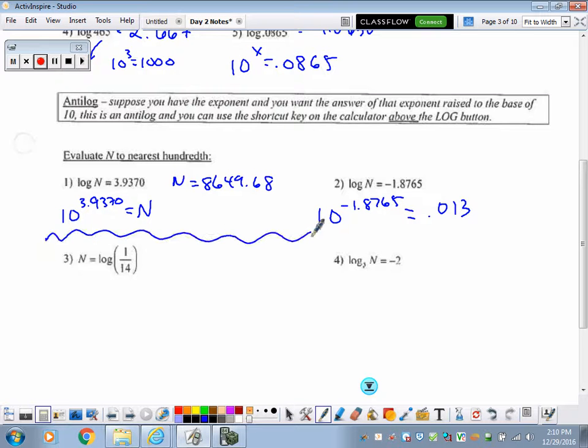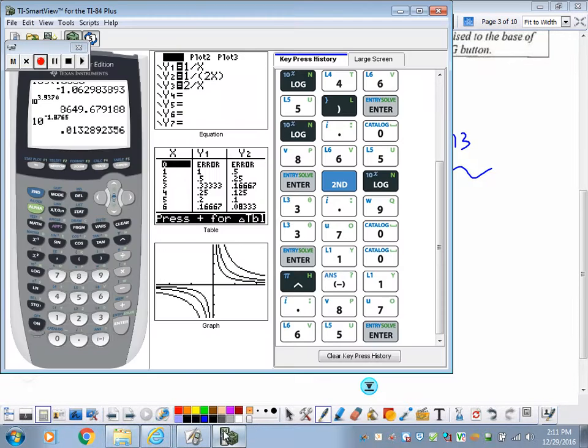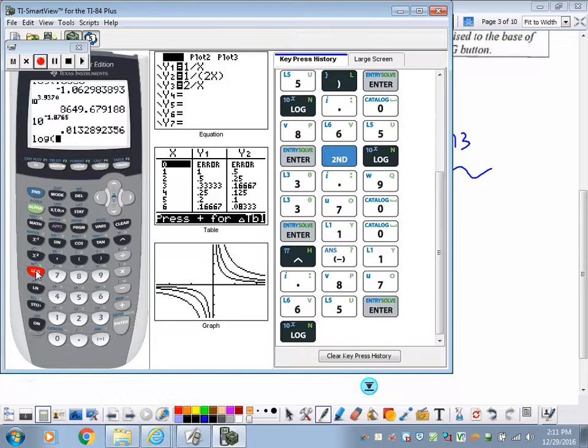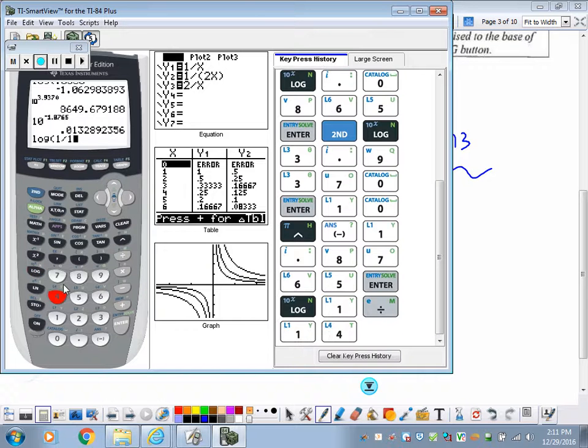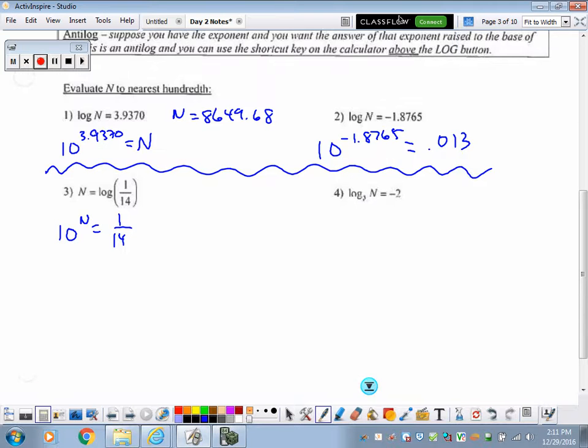Now 3 and 4 are again different than the 1 and 2. You want to make sure you understand what's being asked of you. In number 3, we're saying n is equal to log 1 over 14. N is the exponent, so it's 10 to the what power is going to give us 1 over 14. And again, realize that the base is 10 because it's not written. So you can just type in log of 1 divided by 14. And we get negative 1.15 rounded to the nearest 100th. So n is equal to negative 1.15.